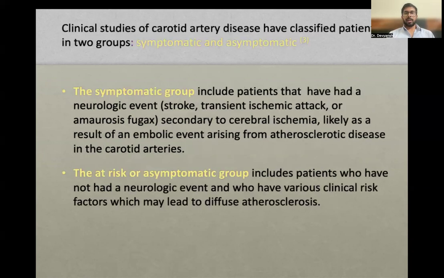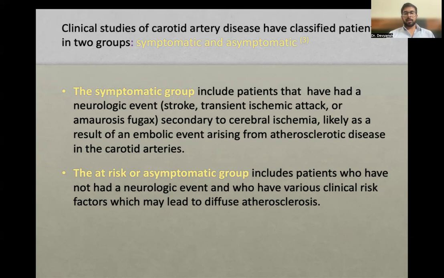Clinical studies of carotid artery disease have classified patients into two groups, symptomatic and asymptomatic. The symptomatic group includes patients that have or had a neurological event, that is stroke, transient ischemic attack, or amaurosis fugax, secondary to cerebral ischemia, likely as a result of an embolic event arising from atherosclerotic disease in the carotid arteries.